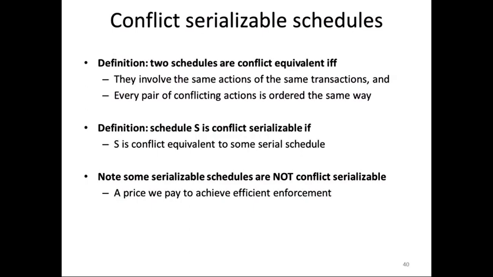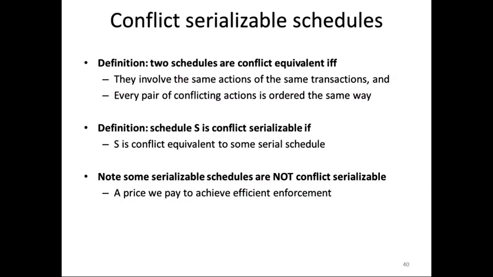So we will again define it in 2 steps. We'll say that 2 schedules are conflict equivalent if and only if they involve the same actions of the same transactions, and every pair of conflicting actions is ordered in the same way. For instance, first action 1, then action 2, or vice versa. And we'll say that a schedule is conflict serializable if it is conflict equivalent to some serial schedule.